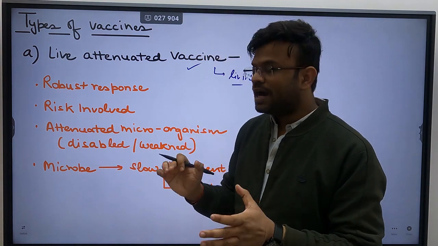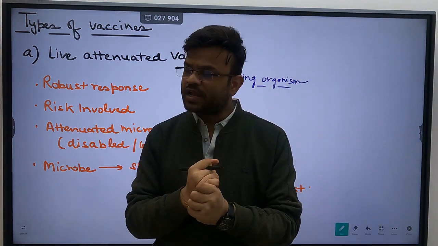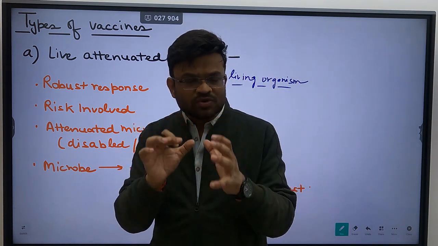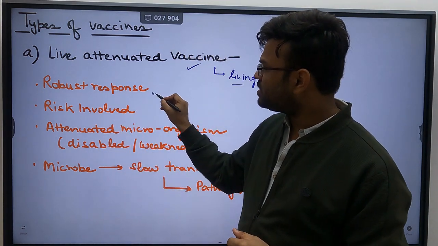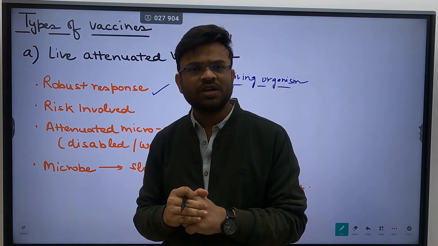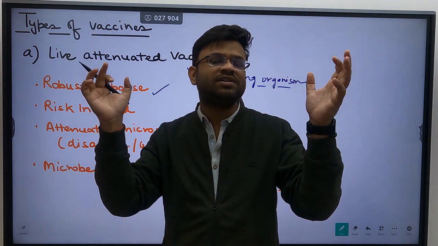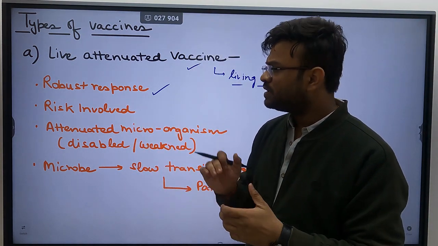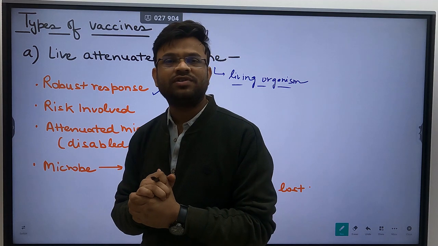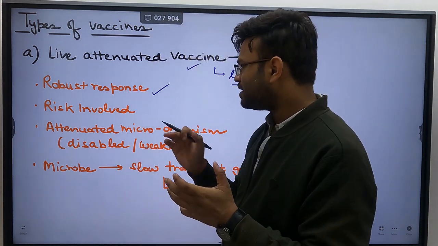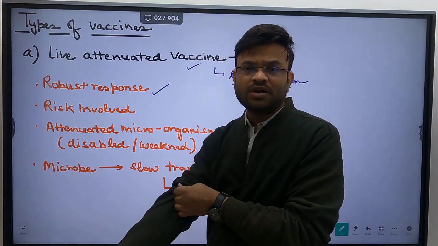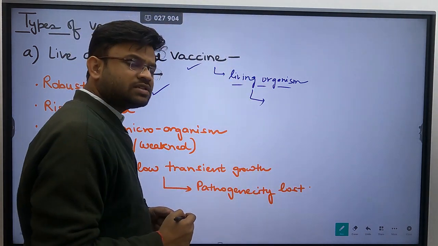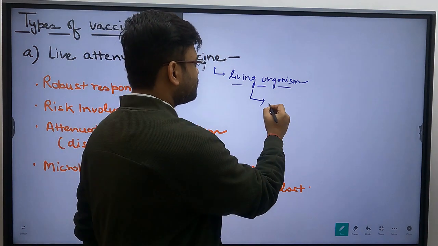Now when you are using the living organism, obviously your immune system would generate a very robust response. What do you mean by robust? A very high intensity response would be generated by your immune system. But there is a massive risk involved. What do I mean by risk? You understand that we are using a live organism. Now this live organism can always revert.